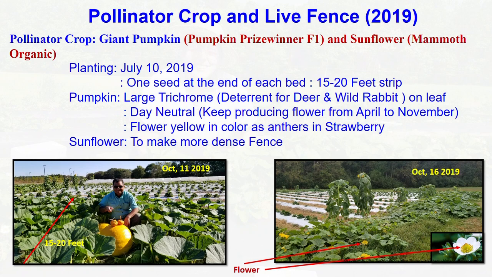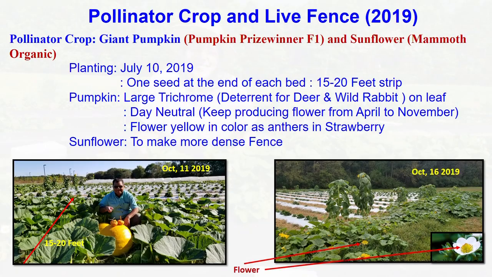So why did I select pumpkin? Because day neutral strawberries, if you provide sufficient temperature, they will keep providing flowers. Same thing is with pumpkin. They are also day neutral in nature. They will keep producing flowers from April to November.